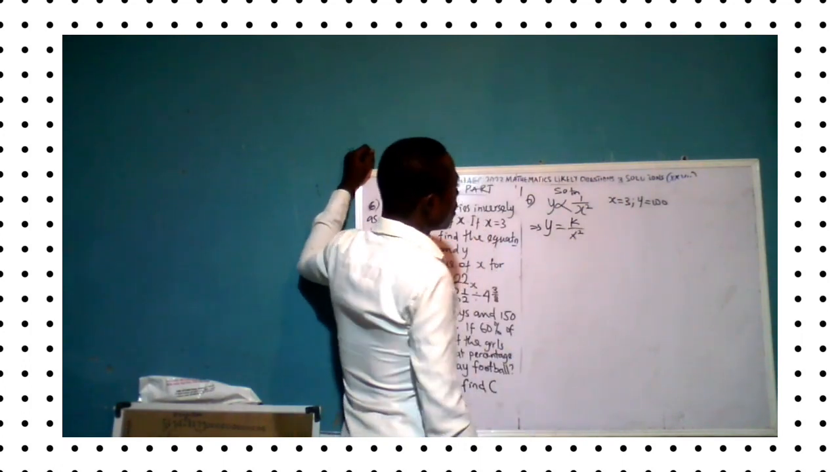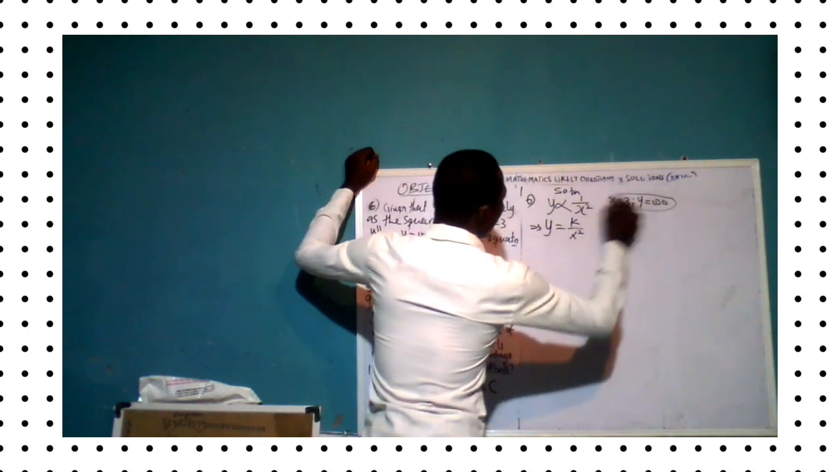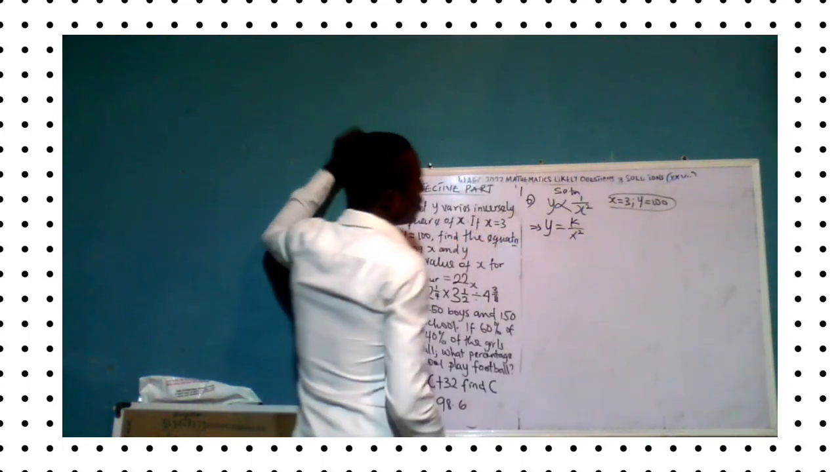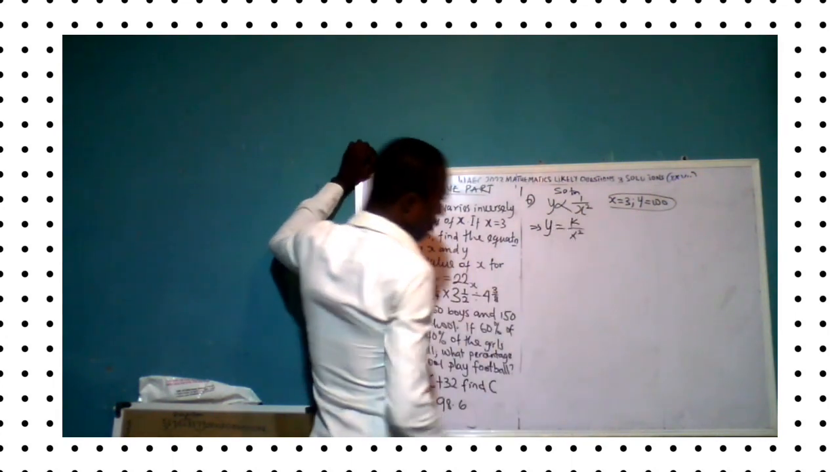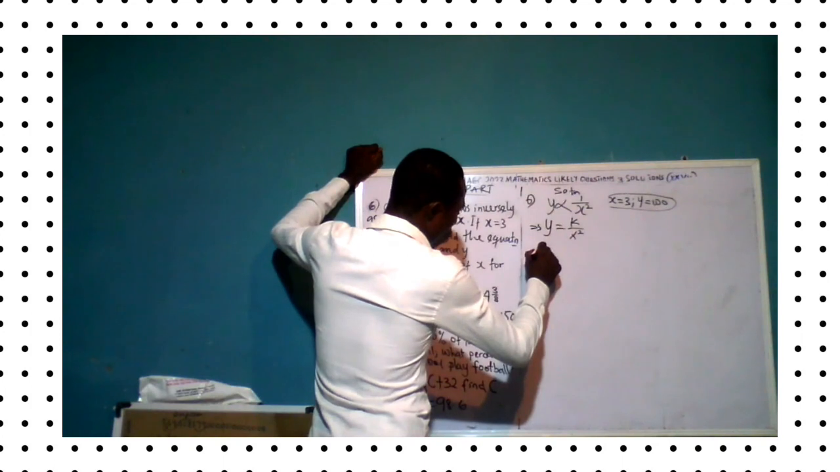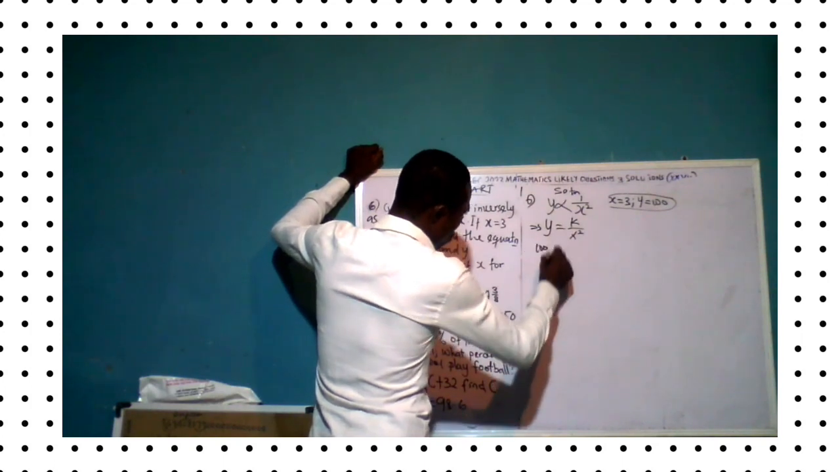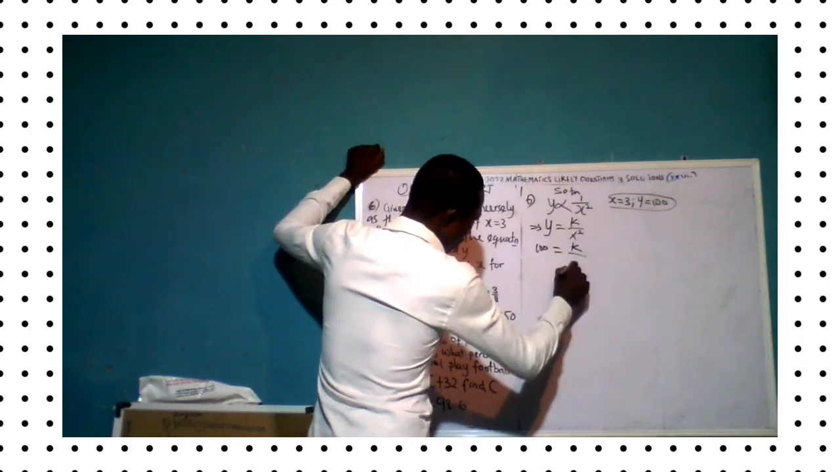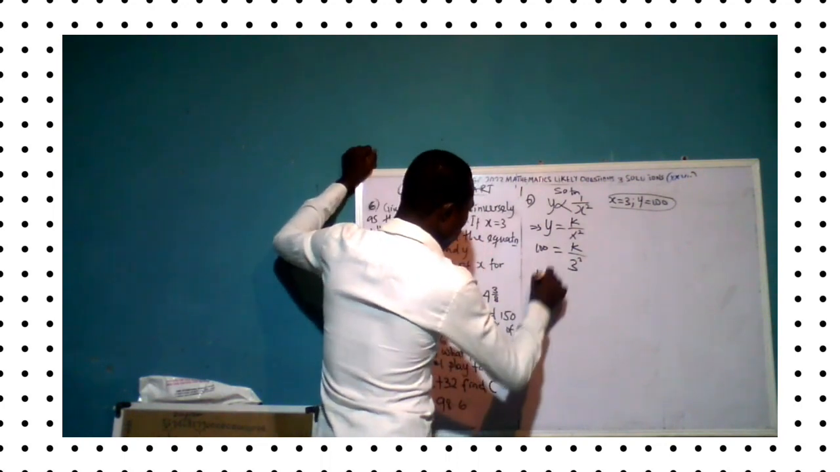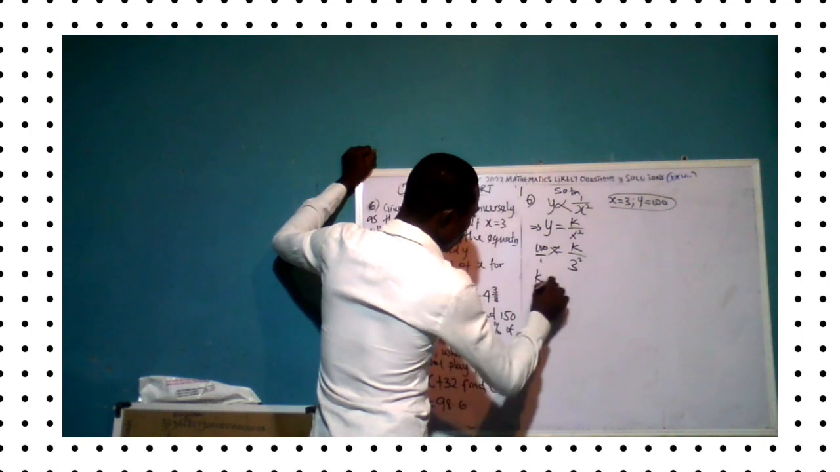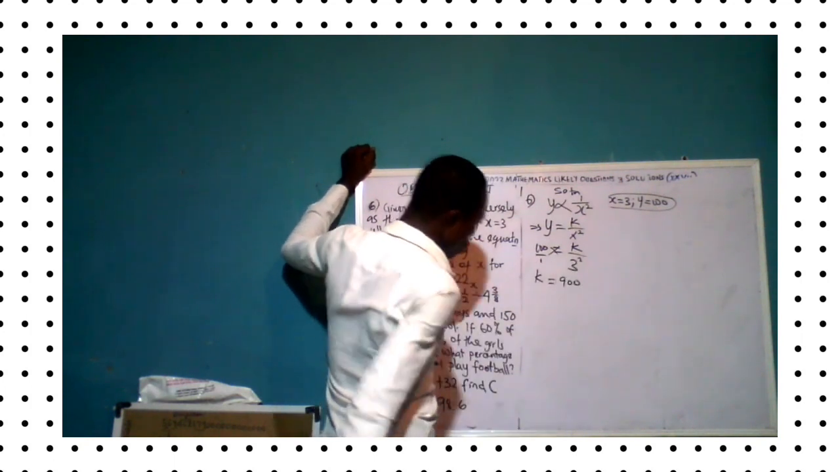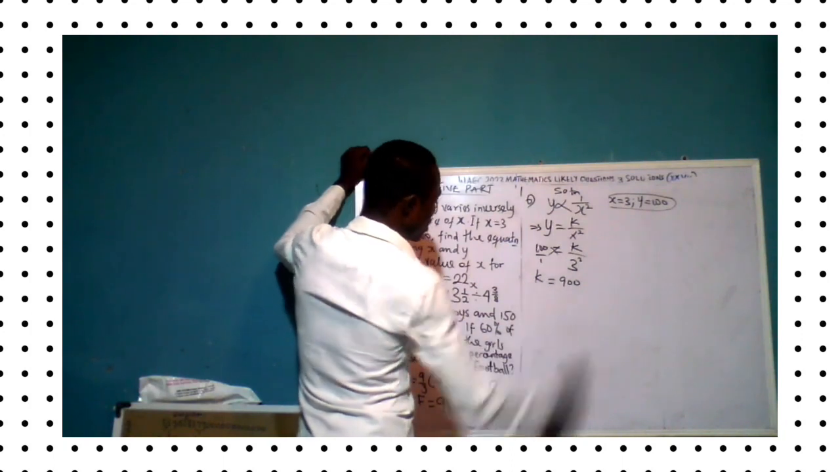Now, inserting these values into this relation will help us to get the value of k. So we can determine the value of k. We have y equal to 100 when x is equal to 3. So you have 3 squared, and therefore you have k. You do cross multiplication. You have k equal to 900, because 3 squared is 9, and 9 times 100 is 900.